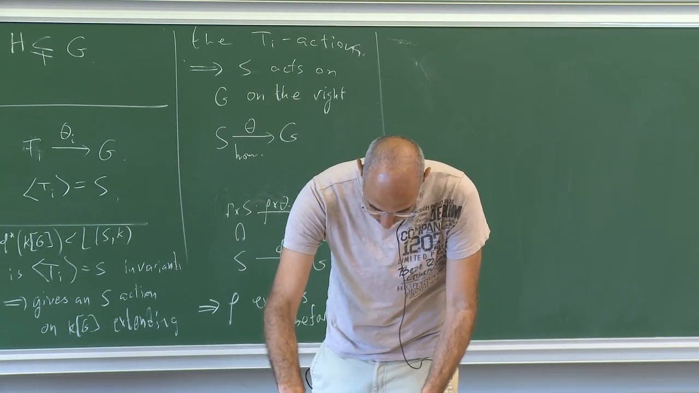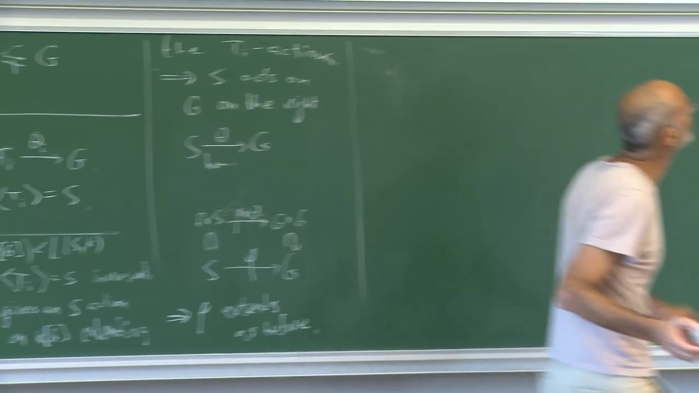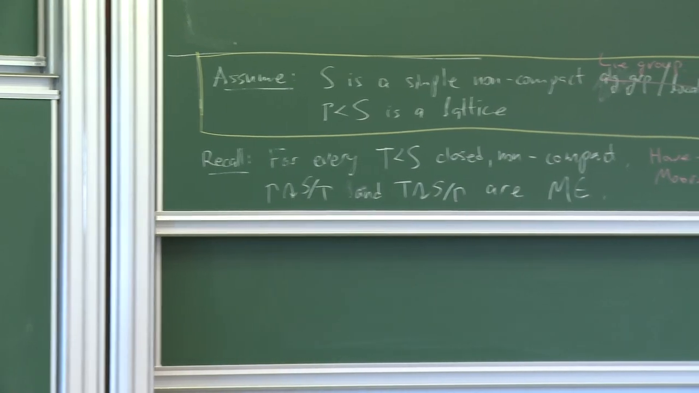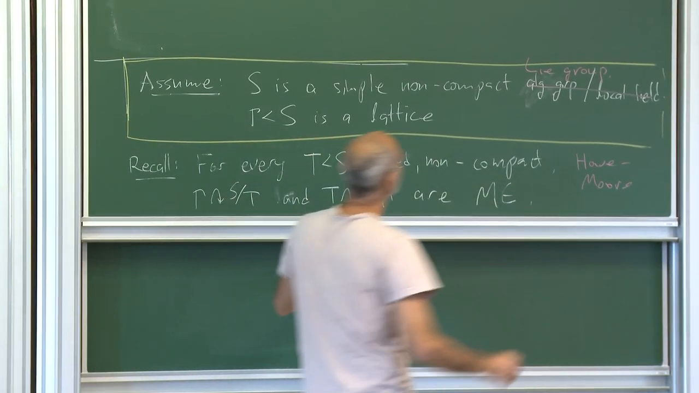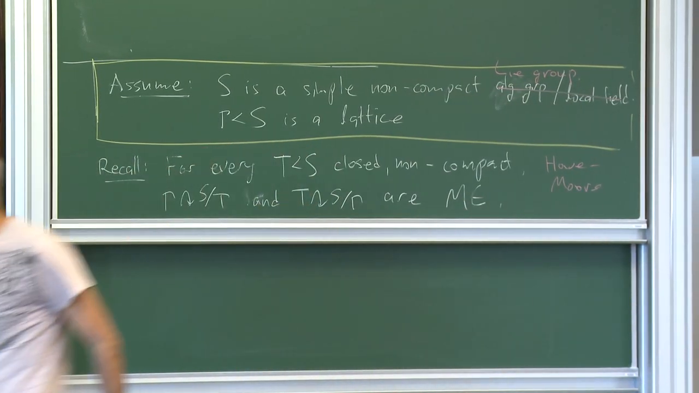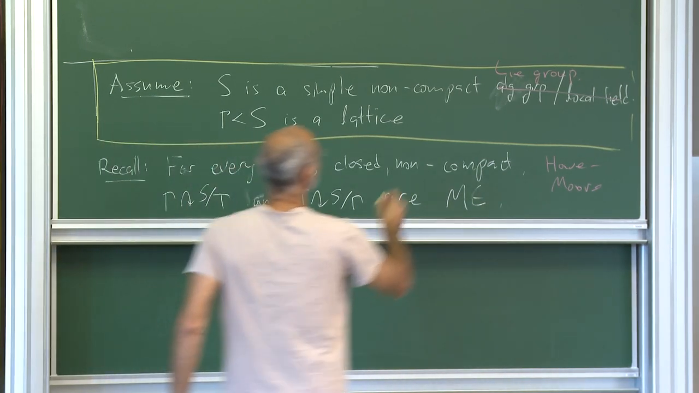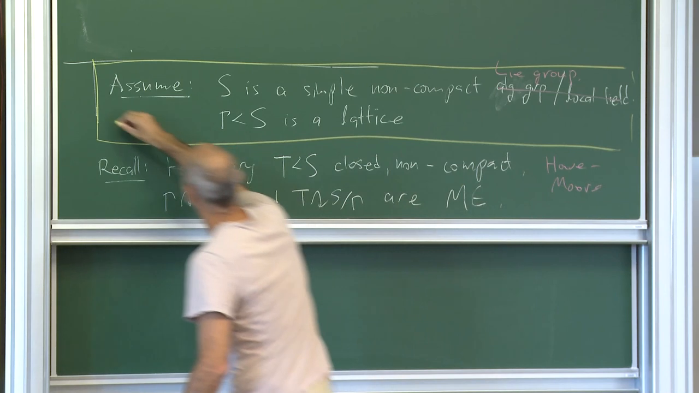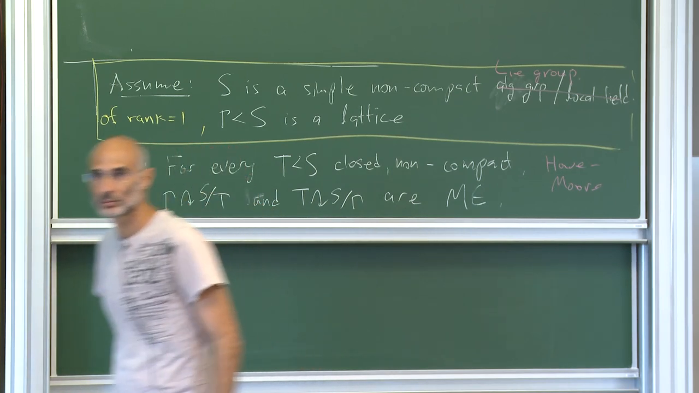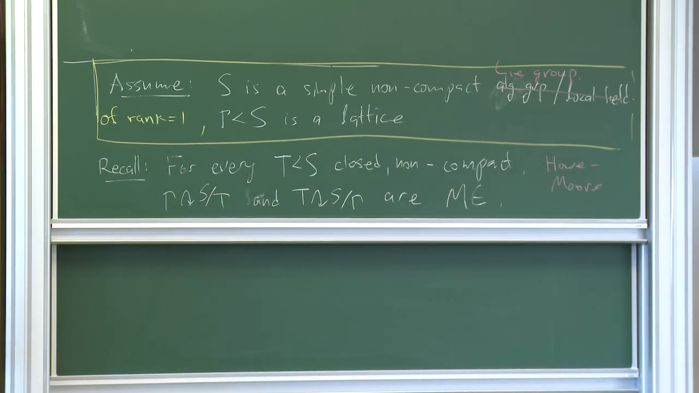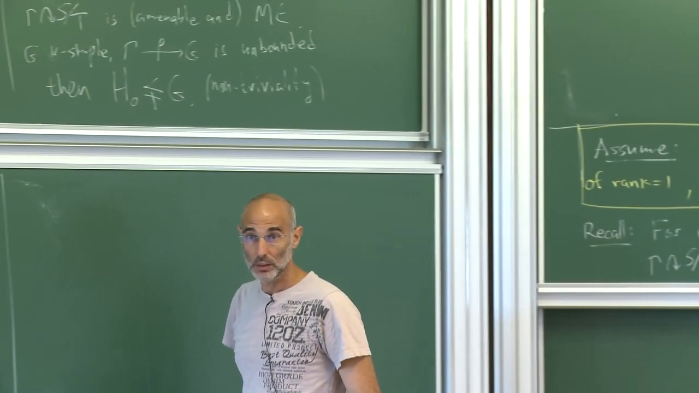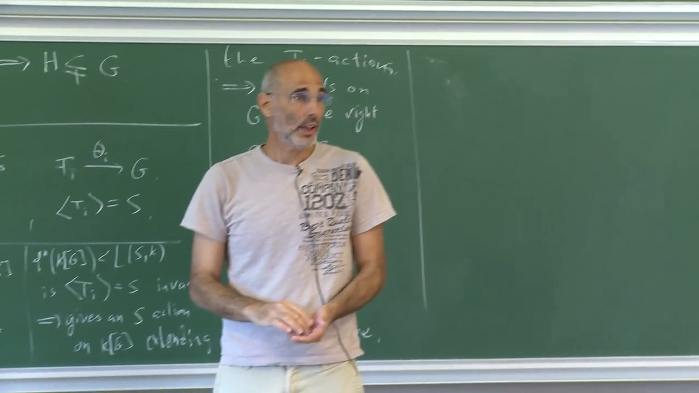So from now on, I will assume that S is a simple non-compact big group of rank one. So everything is just the same, only we don't have that fact that we use dramatically. But I want to discuss what can be saved.